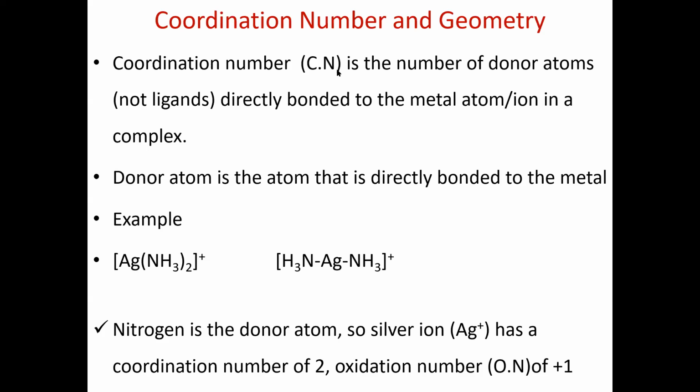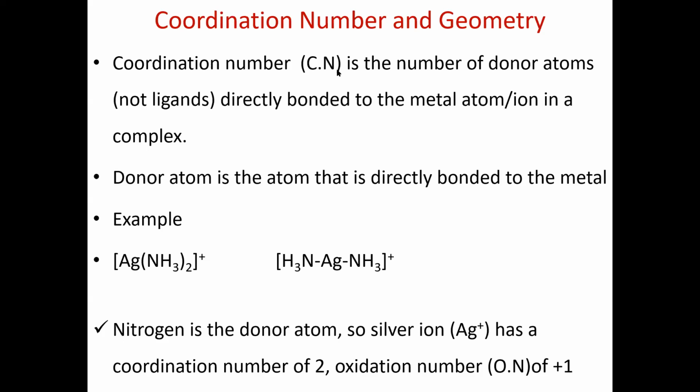So we now look at coordination number and geometry. We've already discussed what coordination number is. Coordination number is the secondary valency, and that is actually talking about the ligands that surround the metal ion. That is your coordination number.